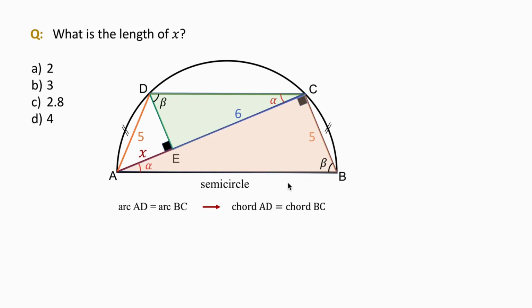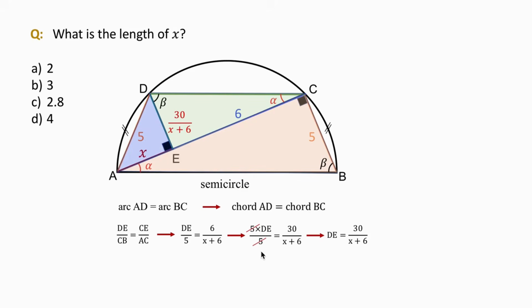So the triangles are similar by side angle side criterion. And we can write the similarity ratio DE to CB equals CE to AC. Or the ratio of DE to 5 is equal to the ratio of 6 to x plus 6. If we multiply both sides by 5 and cancel out 5 from left side, we get DE as 30 over x plus 6. Now we have a right triangle ADE with hypotenuse 5 and the legs x and 30 over x plus 6.